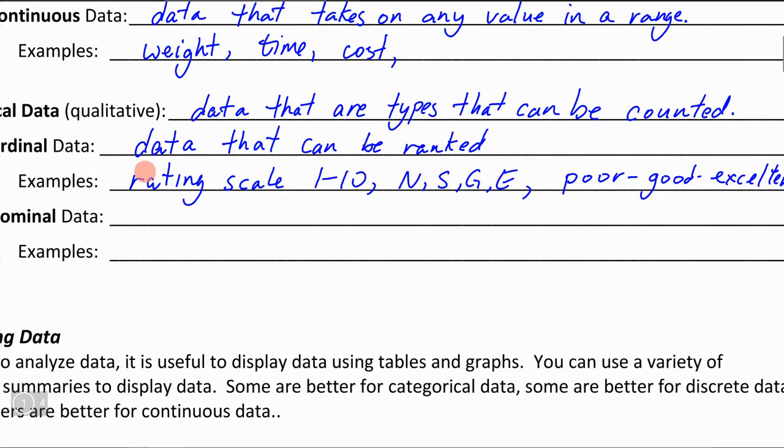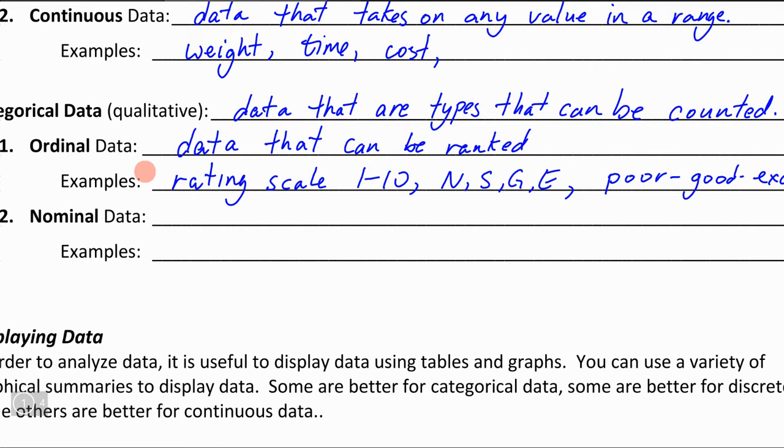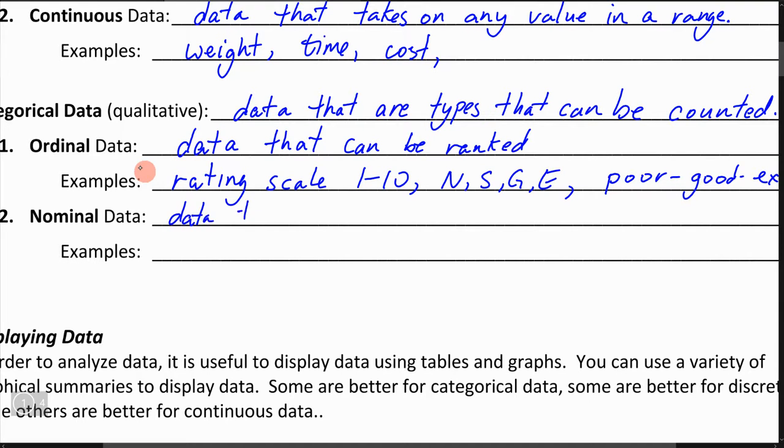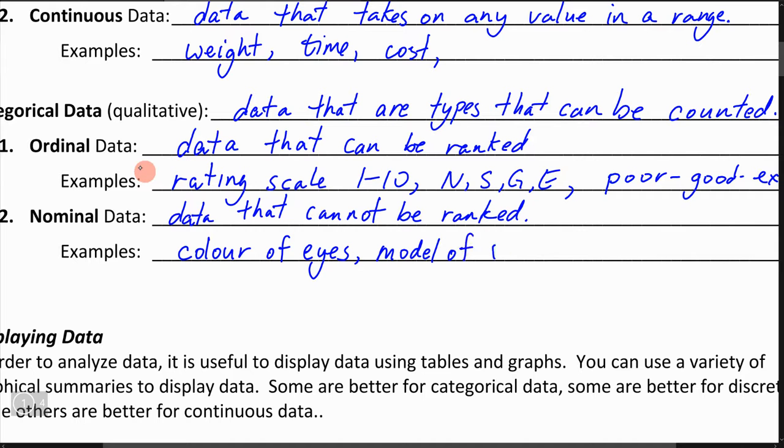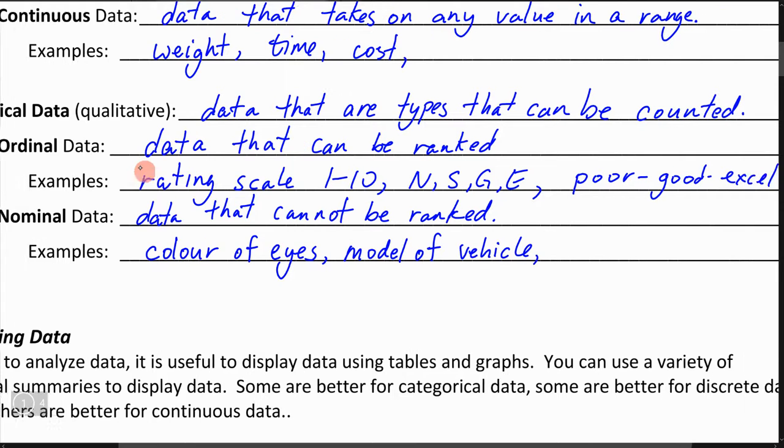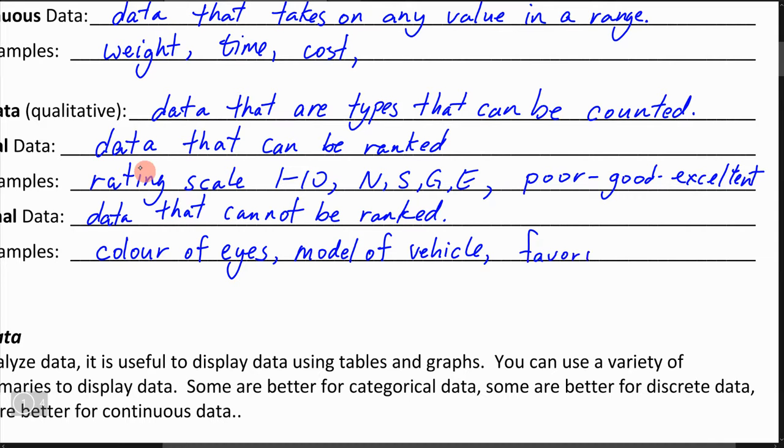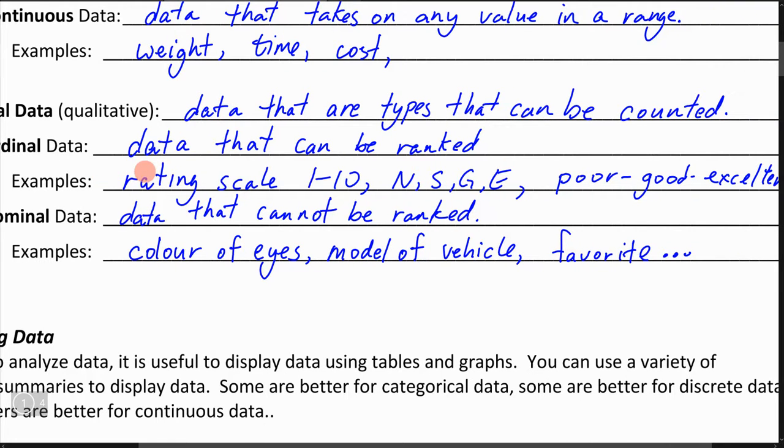Then you have nominal data. Nominal data is data that cannot be ranked. Things like colors are examples of that. So color of eyes, perhaps. Maybe the make and model of your vehicle. Or your favorite something, favorite food, favorite book, favorite movie, and so on. So this is data that cannot be ranked. And I'm just going to say here, these are like true type.